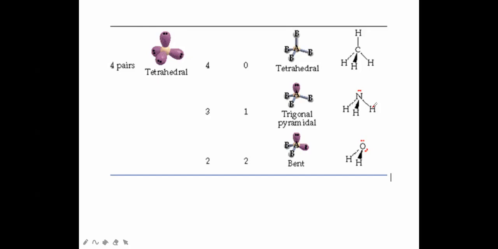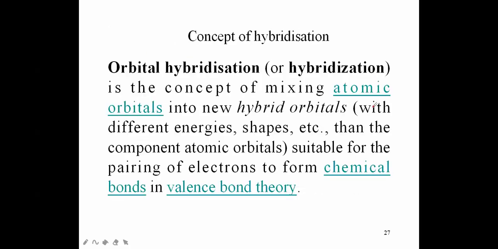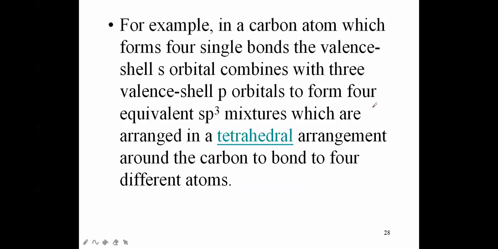Okay. So in a minute, hybridization. Okay. So hybridization happens when we have different energies and shapes. Okay. So it is suitable for pairing electrons to form a chemical bond. Okay. Like the valence bond theory. For example, in a carbon atom which forms 4 single bonds, the valence shell, the S shell, will be combined with the 3 valence p orbitals.